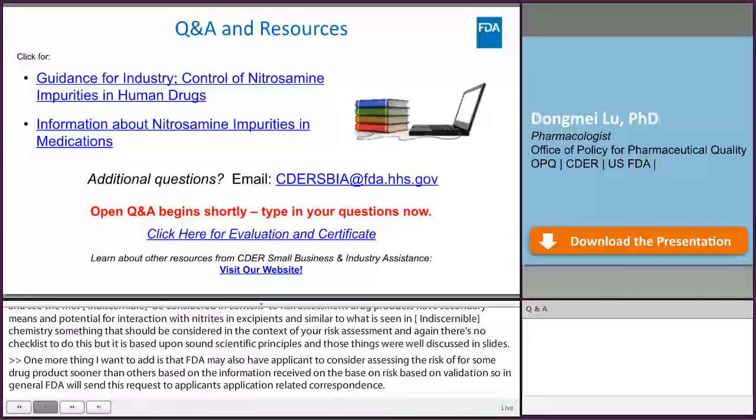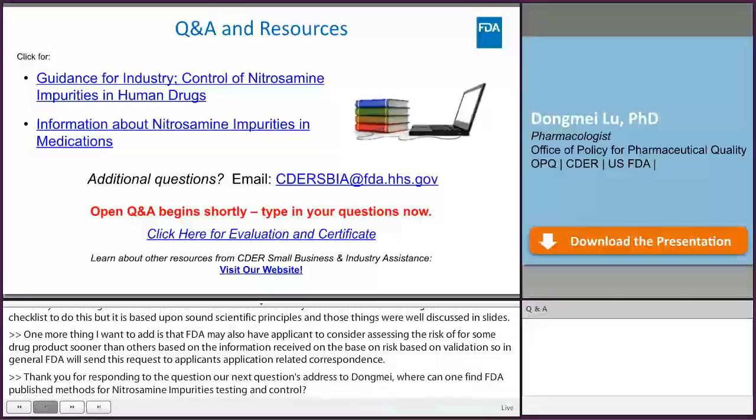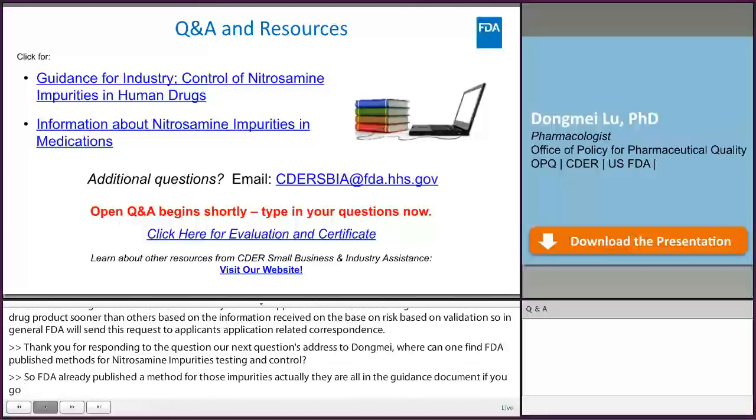So FDA already published the method, and for these impurities, actually they're all in the guidance document. If you go into the guidance, they're all in the footnotes, and these footnotes come from the FDA public webpage. So open the guidance and read it, and you will get all the information for sure.